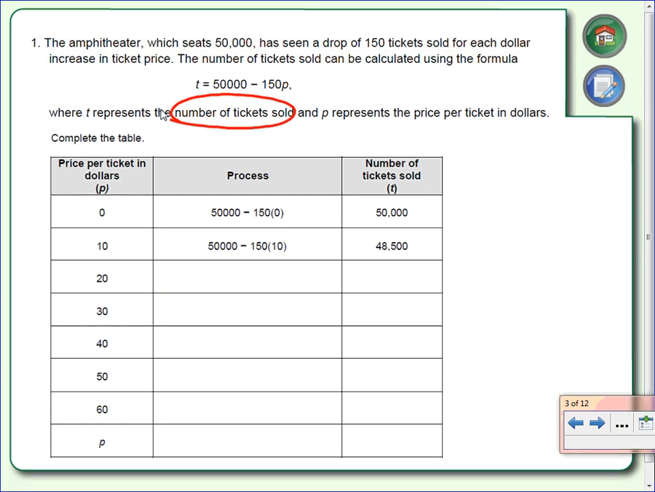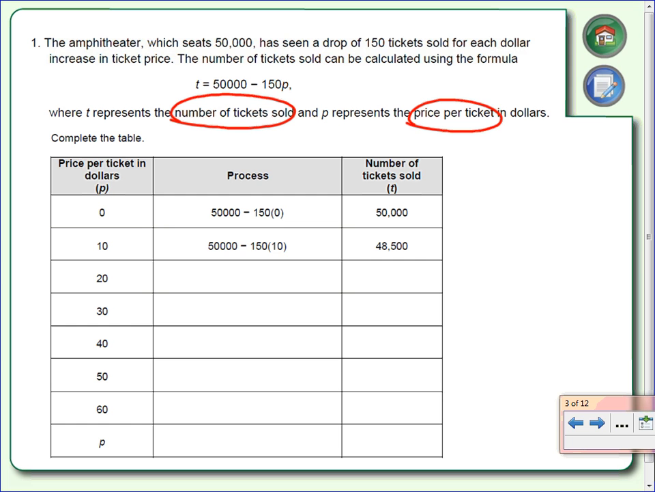T is the number of tickets sold. P, on the other hand, P represents something different. It represents the price per ticket. So T is the number of tickets. P is the price per ticket. That's what we're working with here.